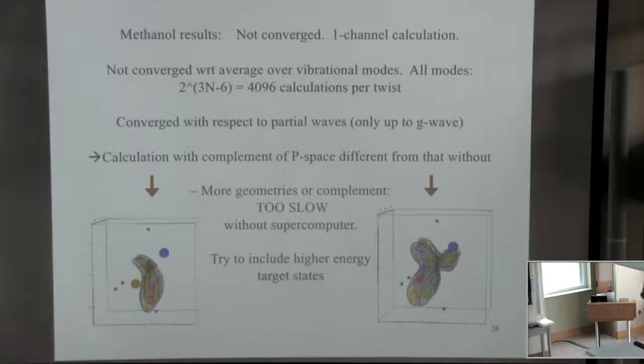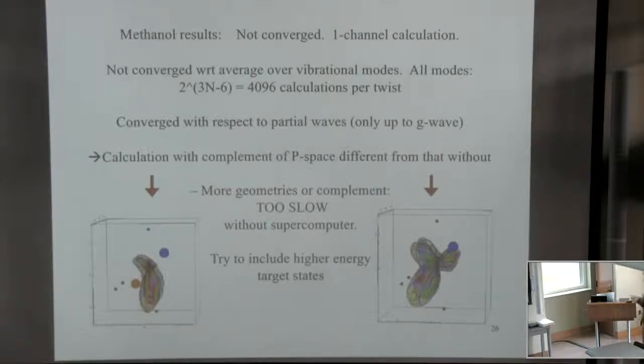Okay, the methanol results are indeed not converged. First of all, they're not converged with respect to the average over vibrational modes. When I add some symmetric modes in there, I don't exactly get the same thing. But unfortunately, if I were to do the same thing with a 2-point Hermite product grid, this would entail 4,096 complex Kohn runs per twist. With 20 energies per point, that's 80,000. I can't do that on one processor. I have to use a supercomputer.